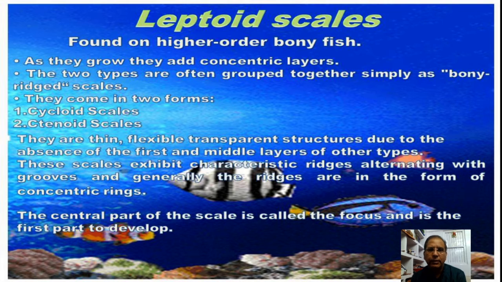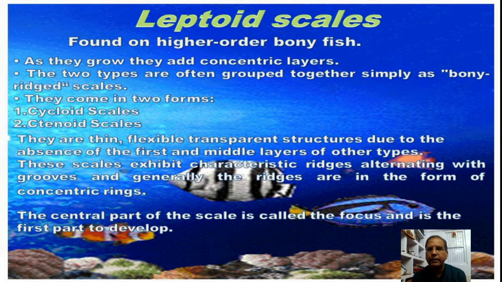leptoid scales. The leptoid scales are basically of two types, often grouped together simply as bony ridge scales. They come in two forms: the cycloid scales and the ctenoid scales. Their constitution is as follows. They are thin, flexible, transparent structures due to the absence of the first and middle layer of the other type. There is no isopedine, nothing else. So it is a single layer scale.